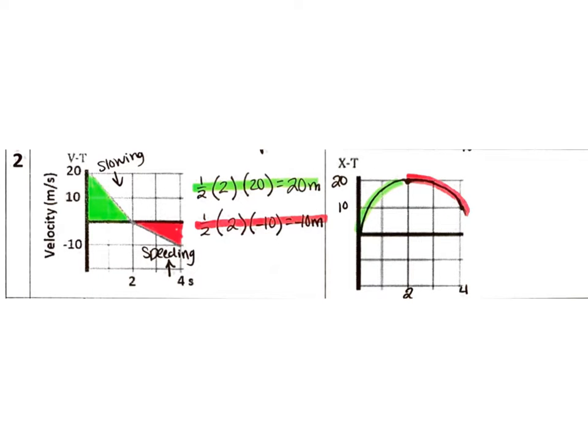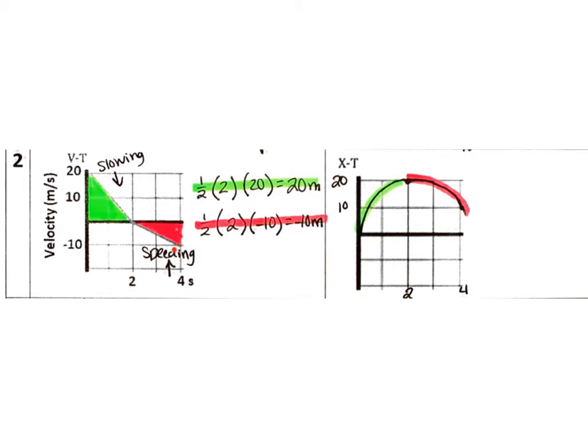All right, number 2, we now have 2 sections to our graph. We have a diagonal line that goes down to 0 and then one that goes underneath our x-axis. So now we have 2 sections. So you're not going to add these together like number 1 because they're separate. They're not stacked on top of each other. So for the green triangle here, it's 1/2 times 2 times 20, because it has a width of 2, a height of 20, and that equals 20 meters.